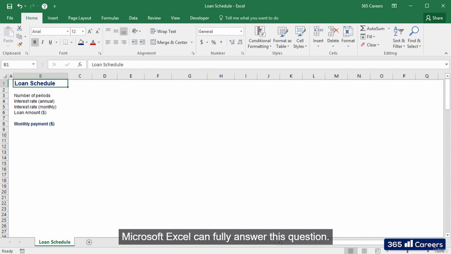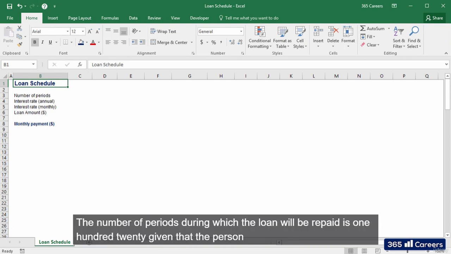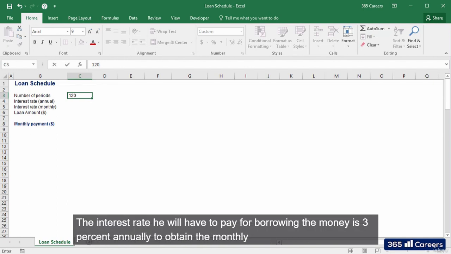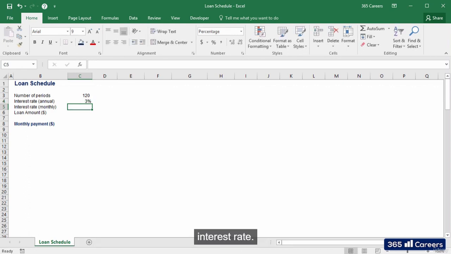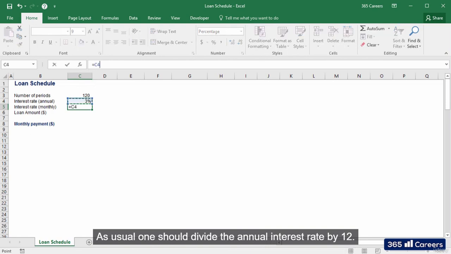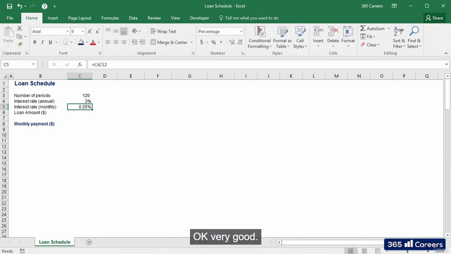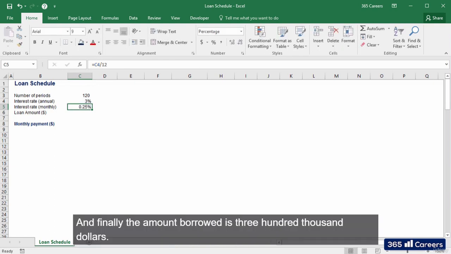Microsoft Excel can fully answer this question. Let's type the inputs on this sheet. The number of periods during which the loan will be repaid is 120, given that the person will make equal monthly payments for 10 years. The interest rate he will have to pay for borrowing the money is 3% annually. To obtain the monthly interest rate, as usual, one should divide the annual interest rate by 12. This is what we will do here. Okay, very good. And finally, the amount borrowed is $300,000.